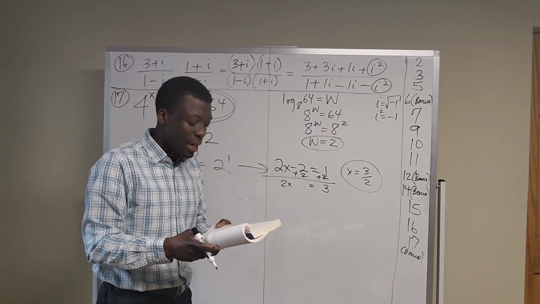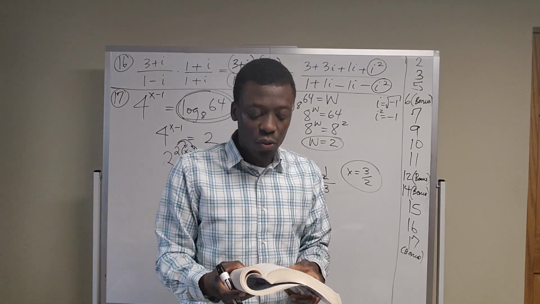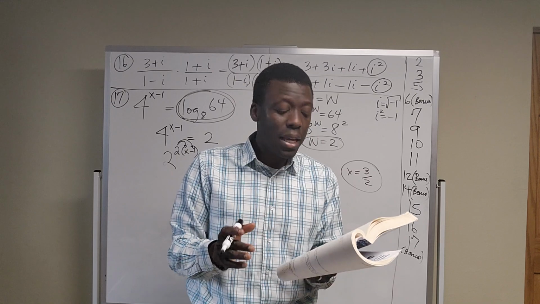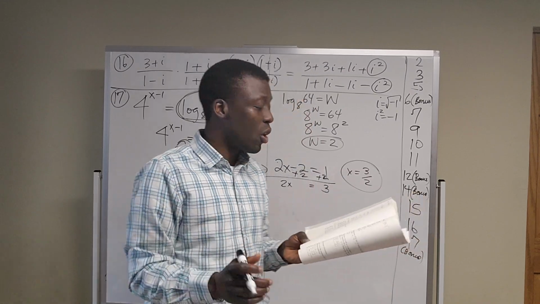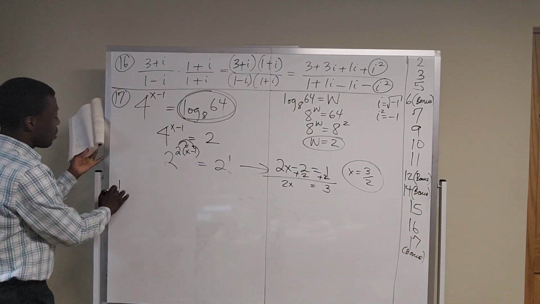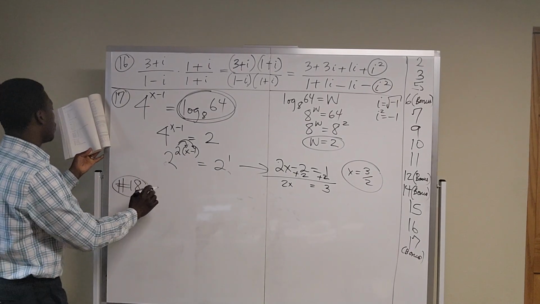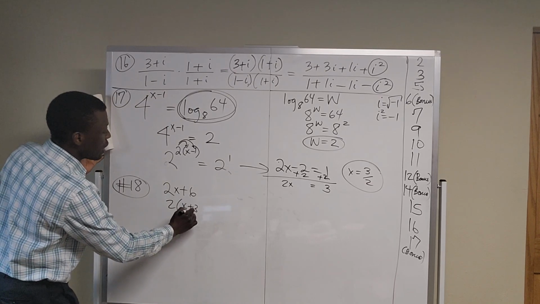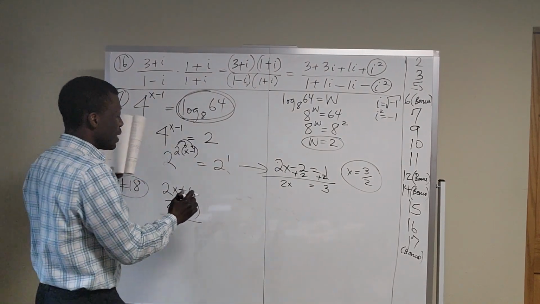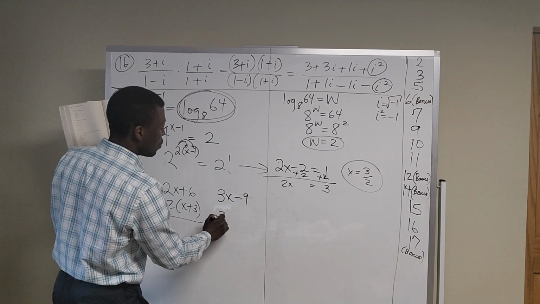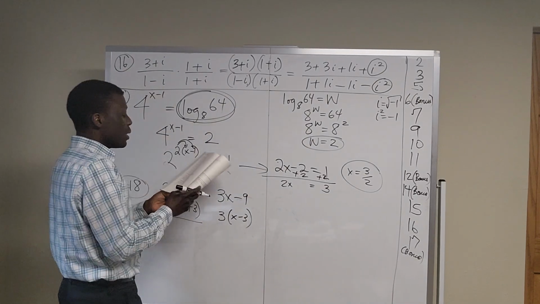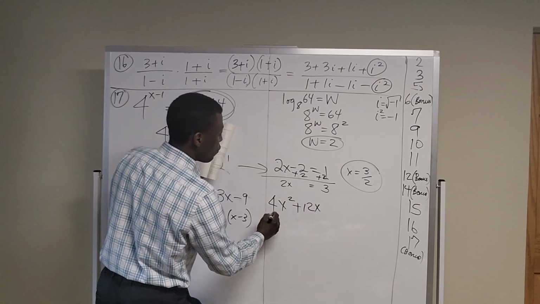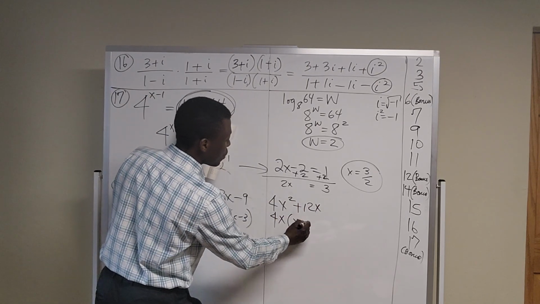The next question is saying simplify, and they give you all these values. Find the lowest common denominator. Well, the way to find the lowest common denominator with number 18 is to factor each value in the denominator. So factor each one of them. So 2x plus 6 is the same thing as 2 into x plus 3. That's how you factor that. 3x minus 9 is the same thing as 3 into x minus 3. The next one is 4x squared plus 12x. You factor out 4x into x plus 3.